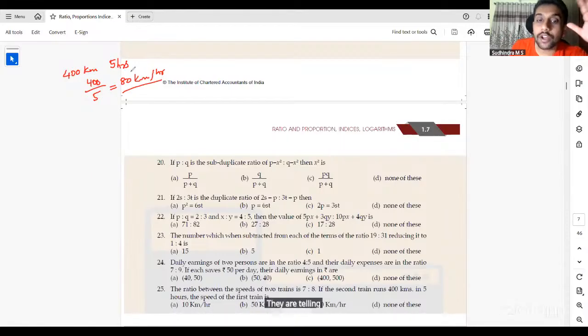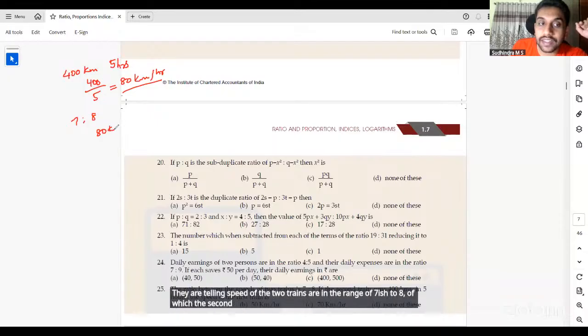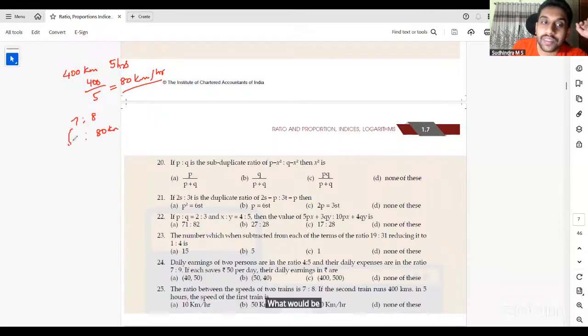They are telling us the speeds of the two trains are in the ratio of 7:8, of which the second train is 80. What would be the first train? 80 by 8 into 7. 70. Very good. It has to be 70 kilometers per hour.